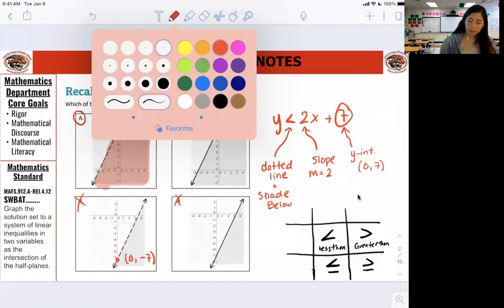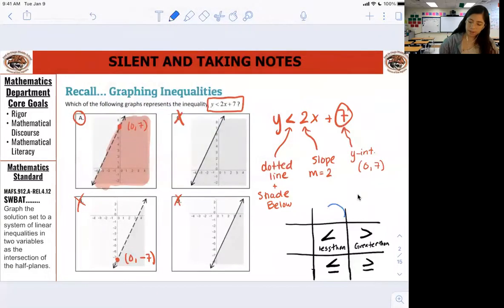Now, what happens when you have a less than sign or less than or equal to sign? Do I shade above or do I shade below? Below. Shade below. Greater than, and then greater than or equal to, we shade above. So that part's pretty straightforward, right? If it's less than, it's below. If it's greater than, it's above. And then if it's just less than or just greater than, what type of line do you have? Solid or dotted? Dotted line. This is a dotted line.